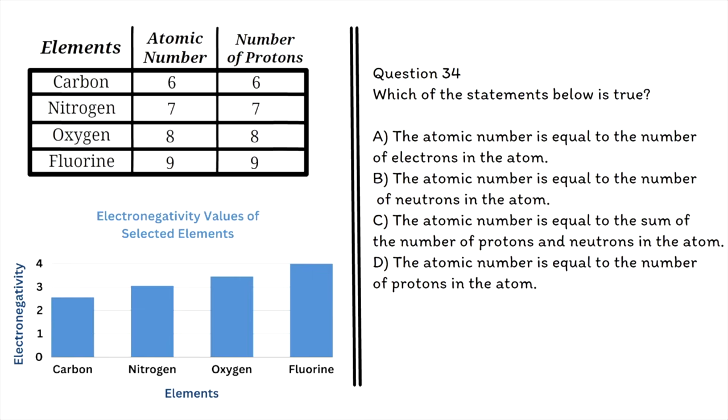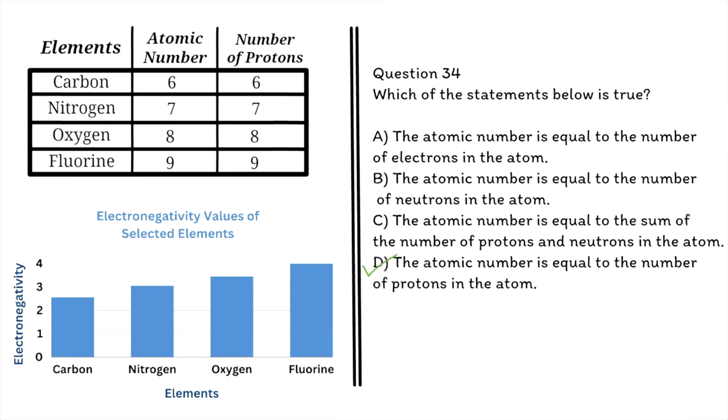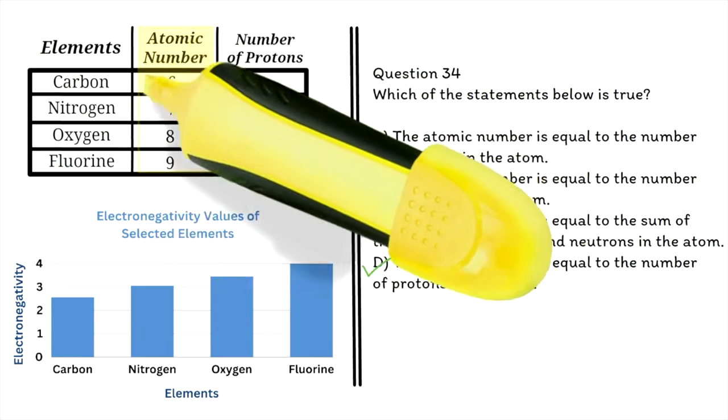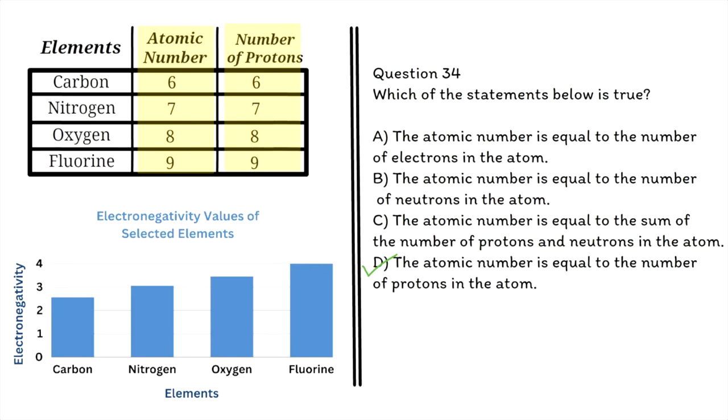Some GED science questions require the use of multiple data points, like two graphs or a graph and a table combined to get your answers. That's what we are looking at here. The correct answer is D. The atomic number is equal to the number of protons in the atom. This first question is pretty straightforward. We can see from the table that the atomic number is always the same as the number of protons.